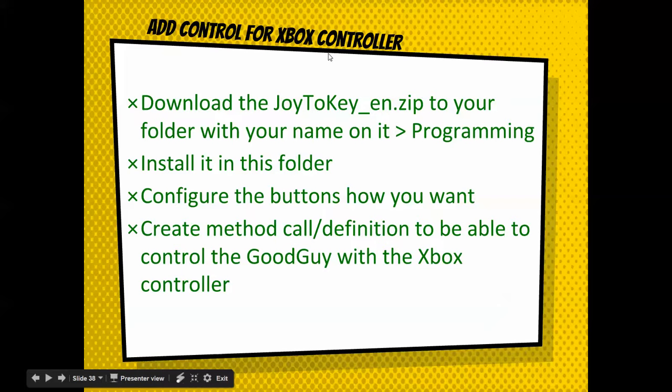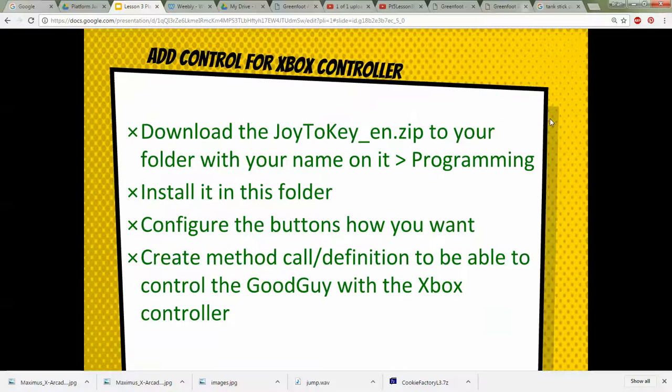All right, now we're going to do it for the Xbox controller. Now we have to use the Xbox controller. We need to use this thing, Joy to Key. Basically, it takes what the Xbox does and turns it into keys on the keyboard, which is a lot easier and simpler. So here's what we're going to do.